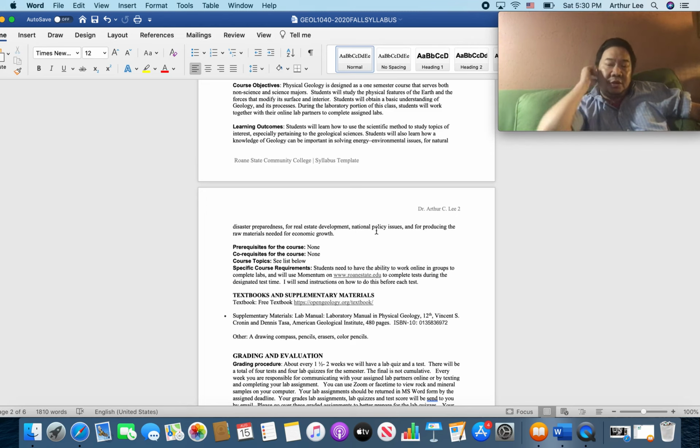National policy issues. What about, should we be drilling in Alaska? Should we be moving towards green energy? Should we use nuclear power? All of these issues we're going to look at not from a biased point of view, as being, saying the Democrats say this, the Republicans say this. We're going to say what both sides say in a fair and impartial way, and you make your own judgment.